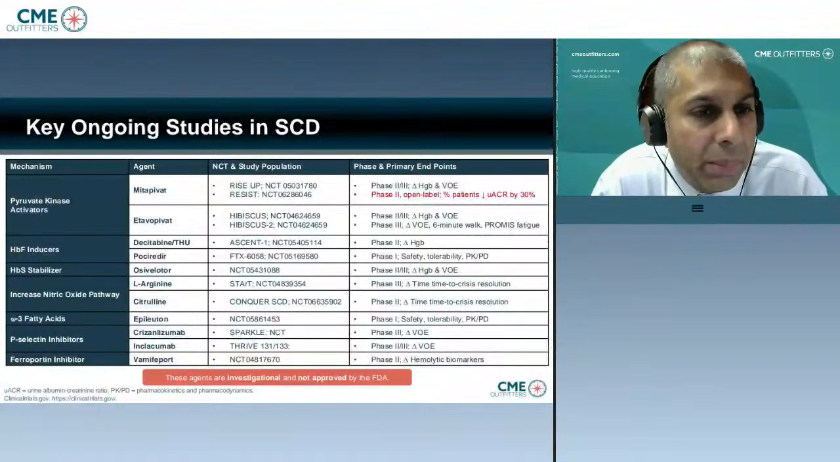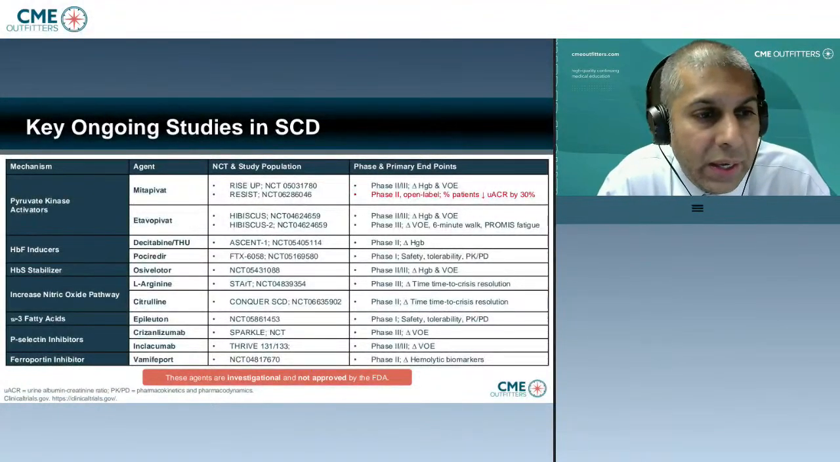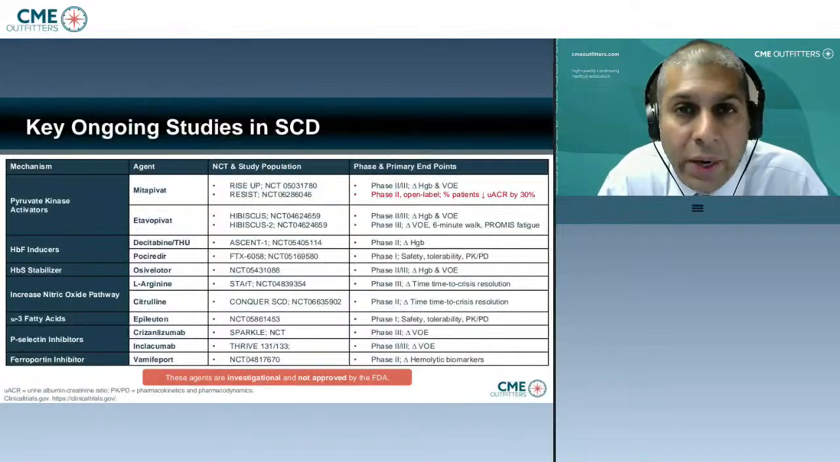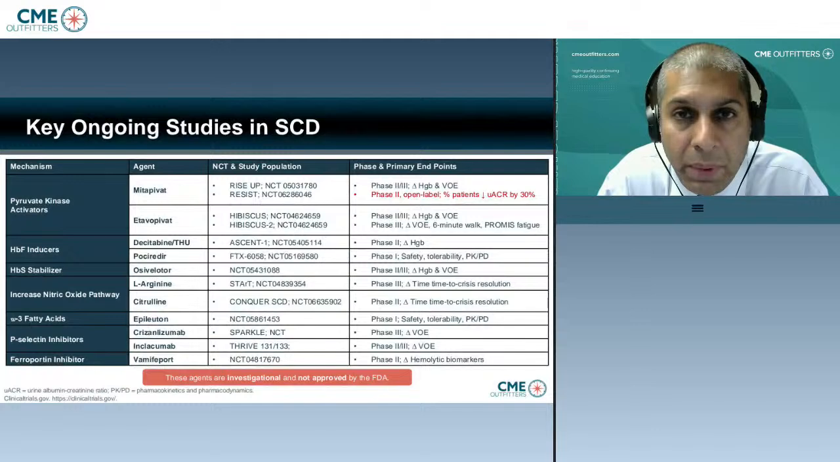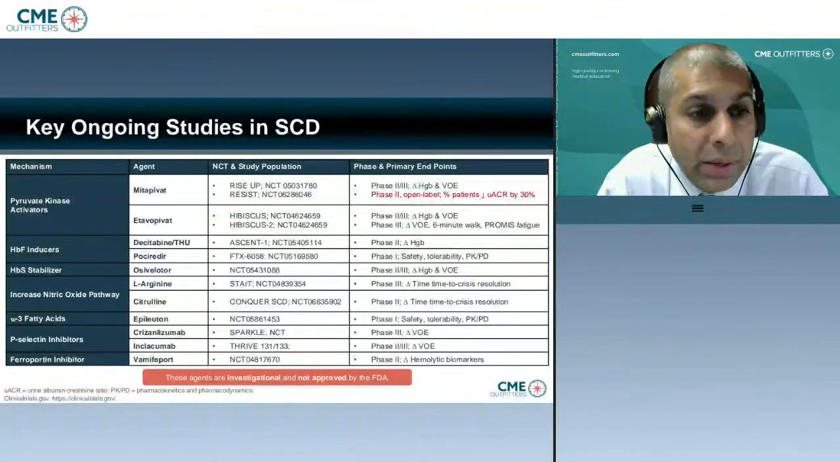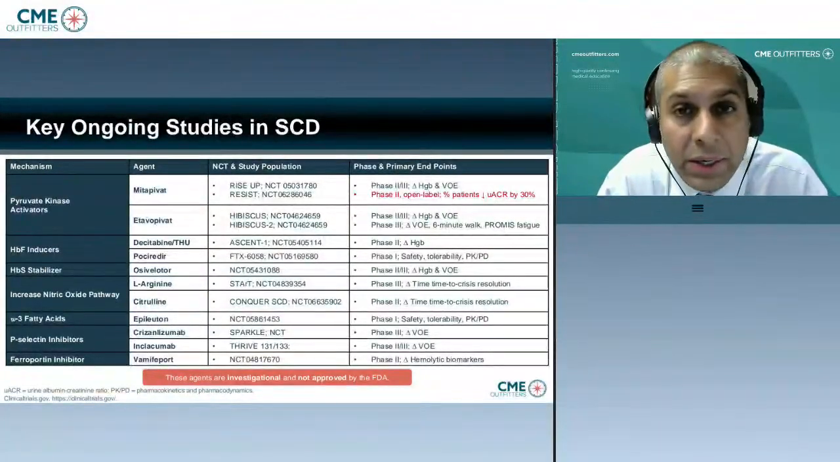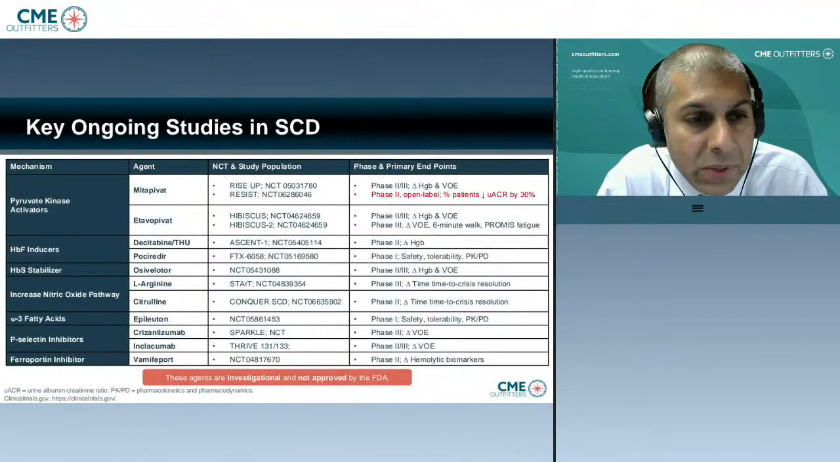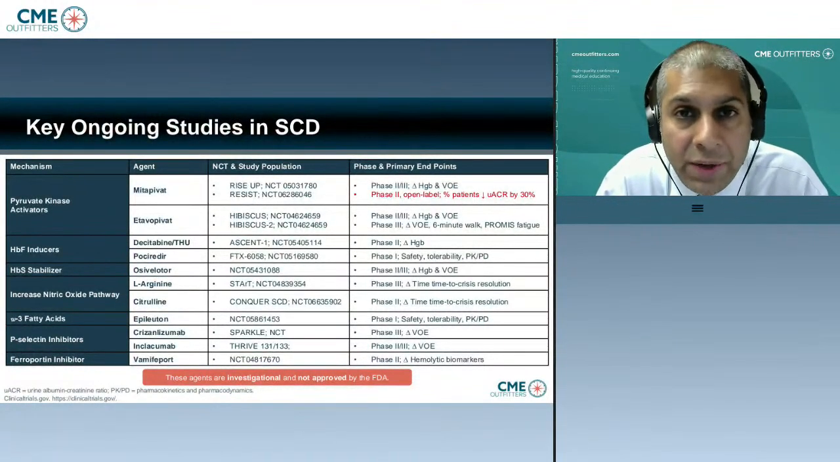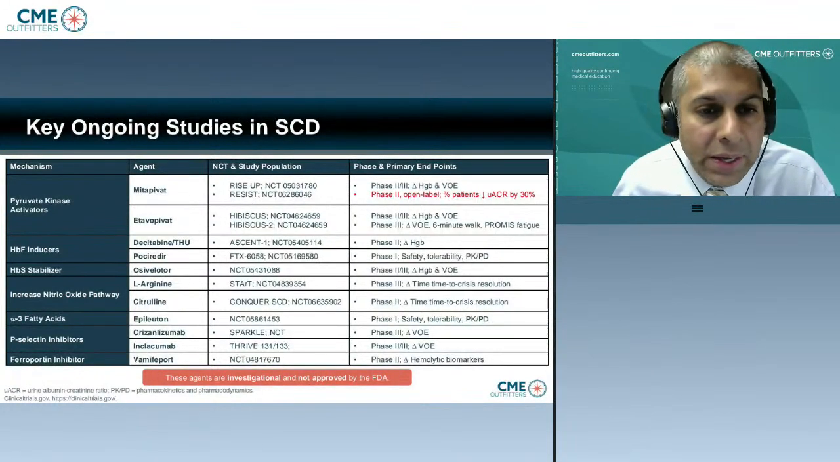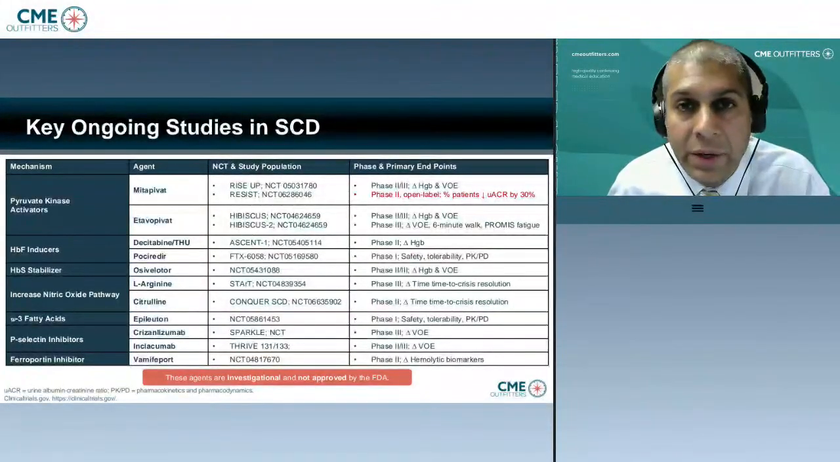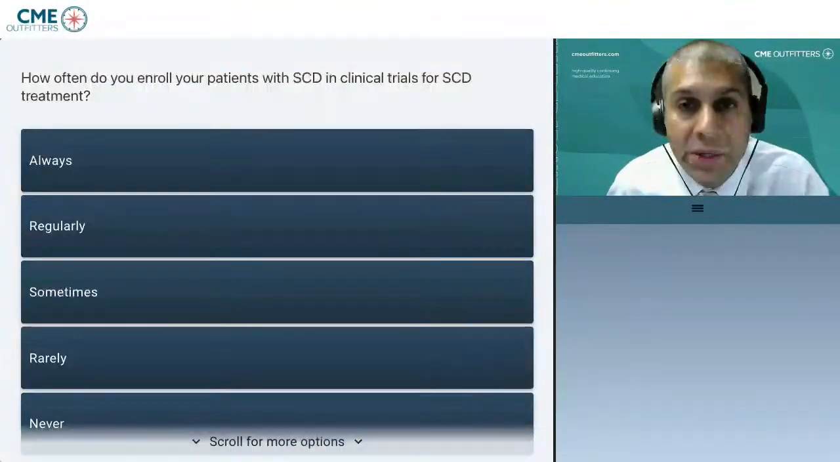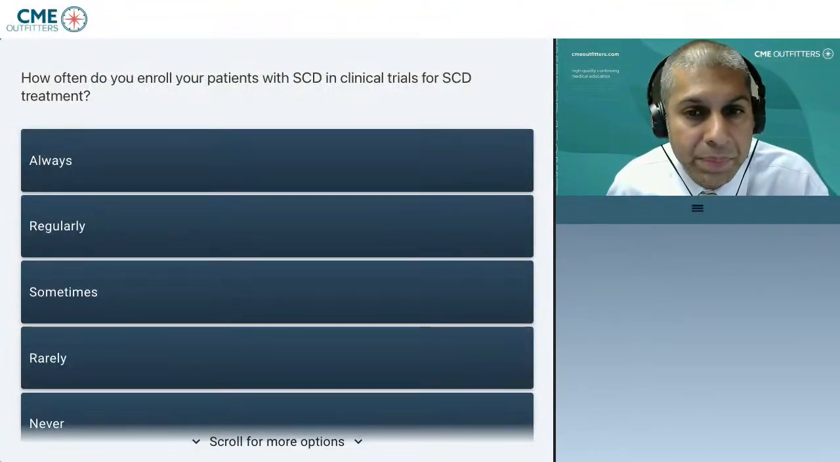And this is a table giving a broad overview of the exciting different agents and the clinical trials that are available on clinicaltrials.gov. So there are things in the pipeline. There are things being tested to see if they help the hemolytic anemia and reduce vaso-occlusive episodes, and there are some treatments that are being investigated to actually mitigate the episode itself. So we're hoping that we can get some of these to advance into phase 2, 3, and then hopefully lead to more therapies for our patients.